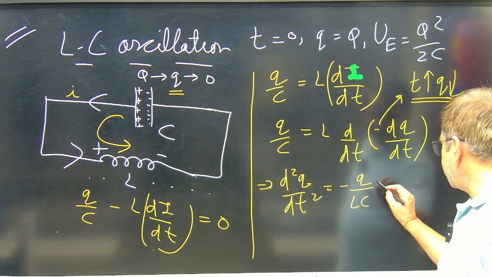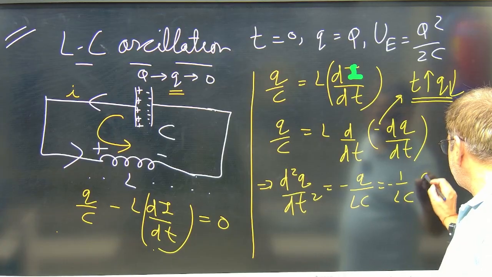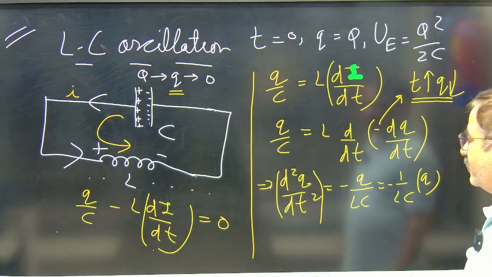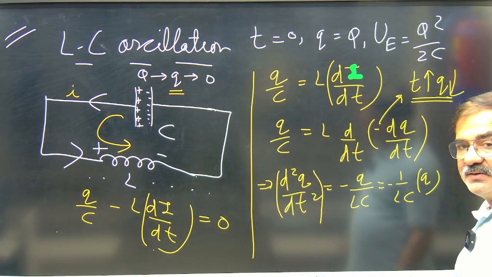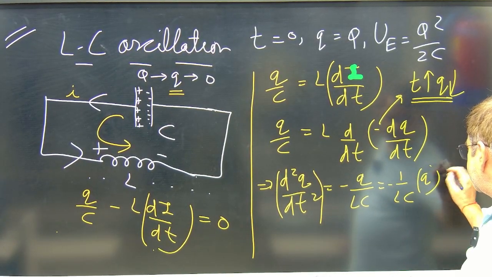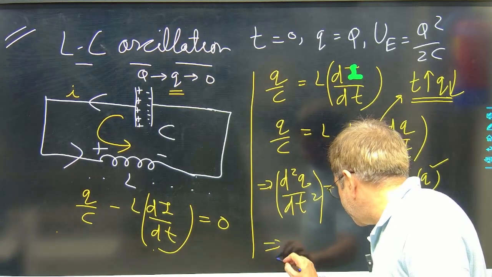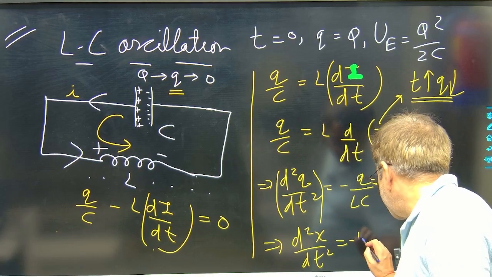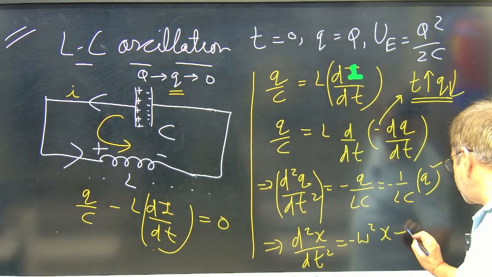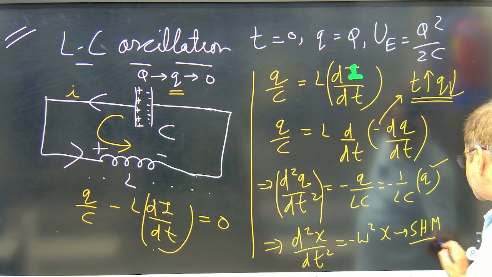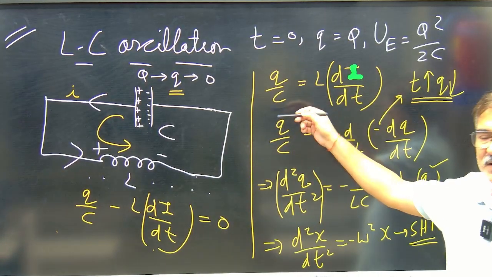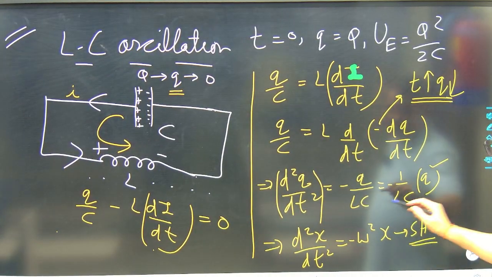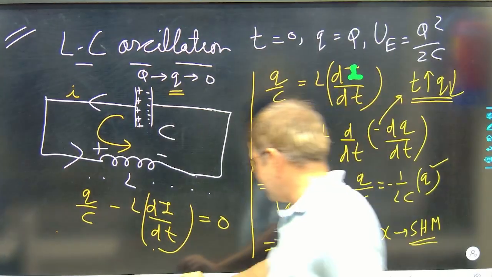Correct. Further, I will say that minus 1 upon LC times q. This is the value of charge flow. What do you relate? The double differentiation of charge with time is minus of the charge itself. So this expression is quite similar to d2x by dt square equal to minus omega square x, and that is the equation of SHM we know. So we can say the energy stored in the capacitor will follow oscillation with the condition of SHM, and this is the standard result.